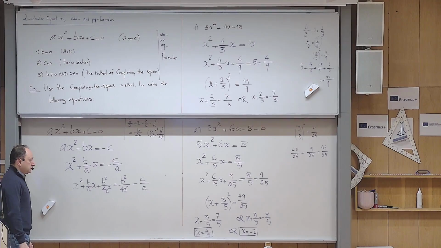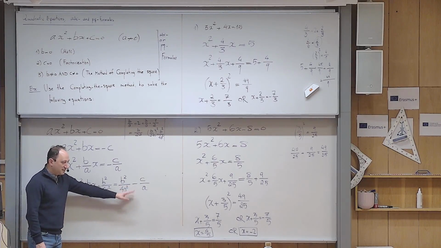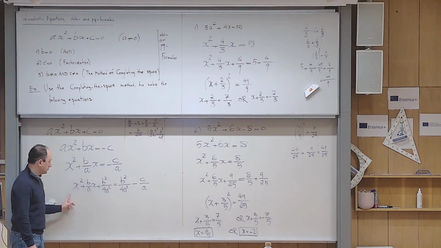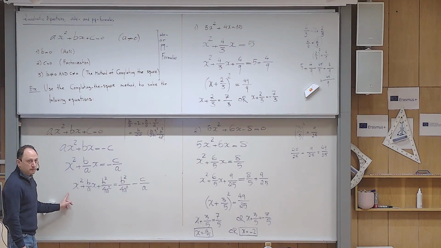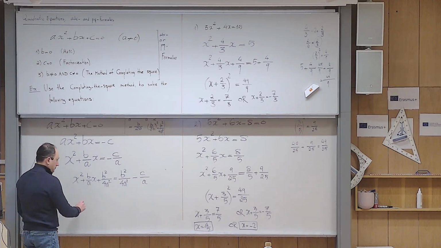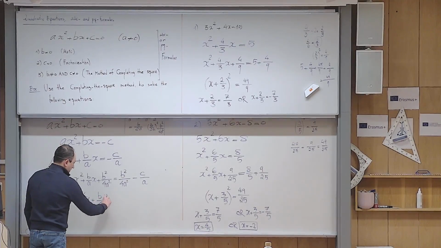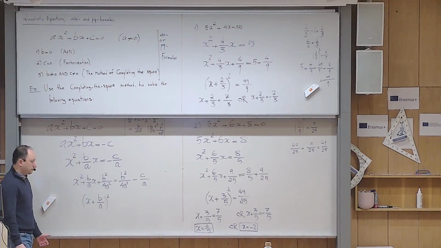Okay, can you tell me what is the next step? Don't get confused. That's exactly the same thing. The right-hand side in this case is a little bit subtle. Forget about that one, but you should be able to know what this is. x plus b over a, squared. A little bit of mistake. Yes, sure. 2a.